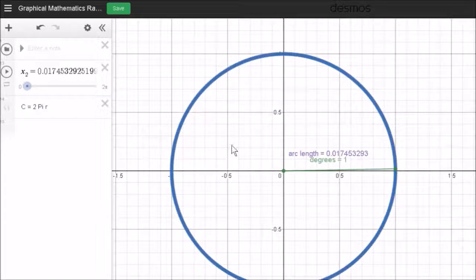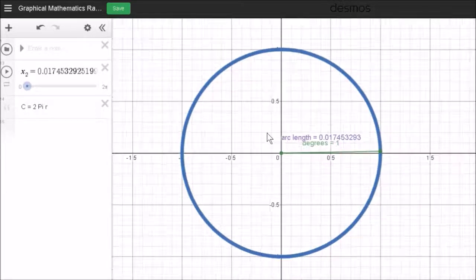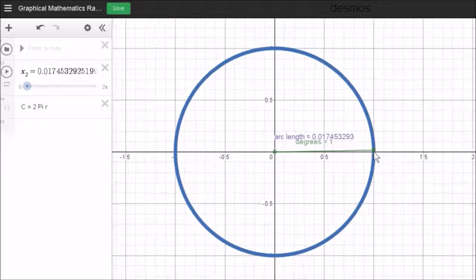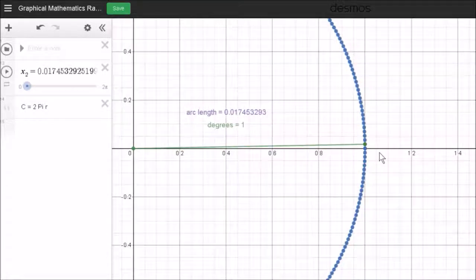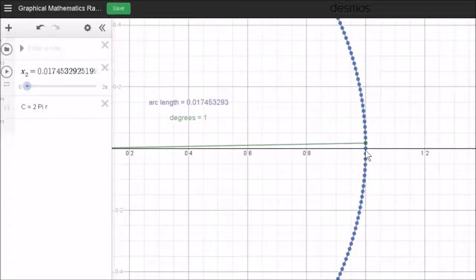So let's have a look and we'll see what the arc length is for an angle of just 1 degree. So we've moved this round so it's just 1 degree here, and we can say that for 1 degree, the arc length here is going to be 0.01745.